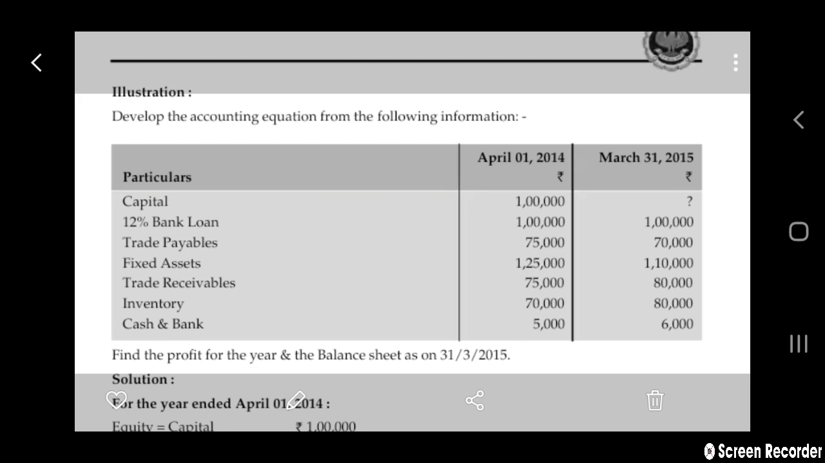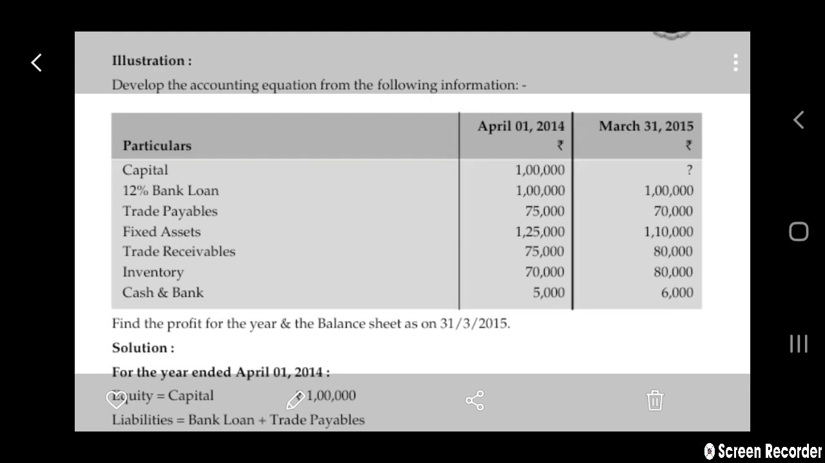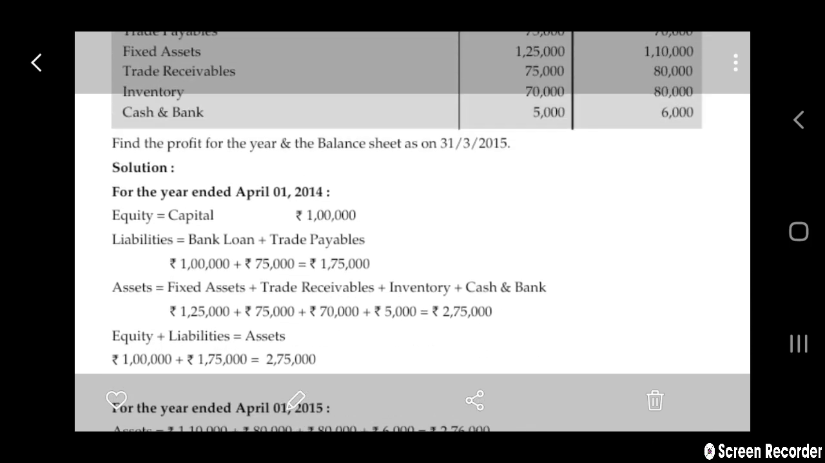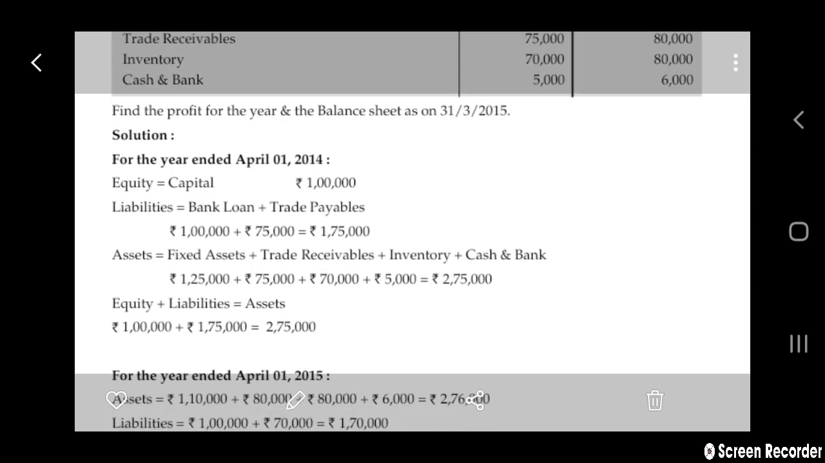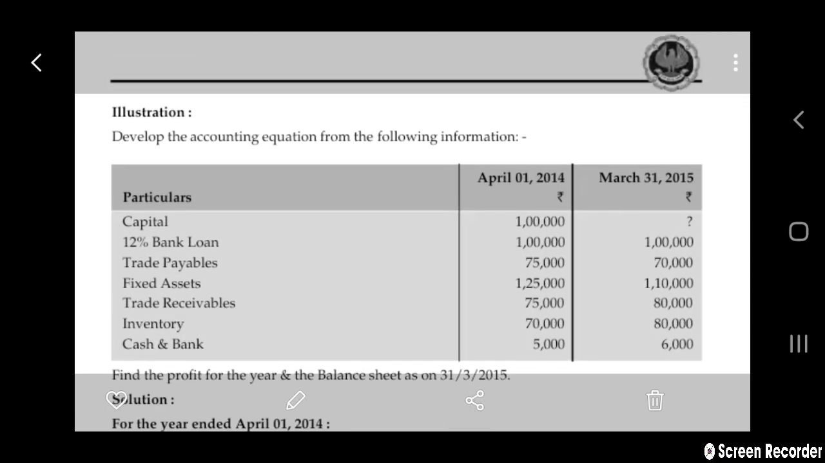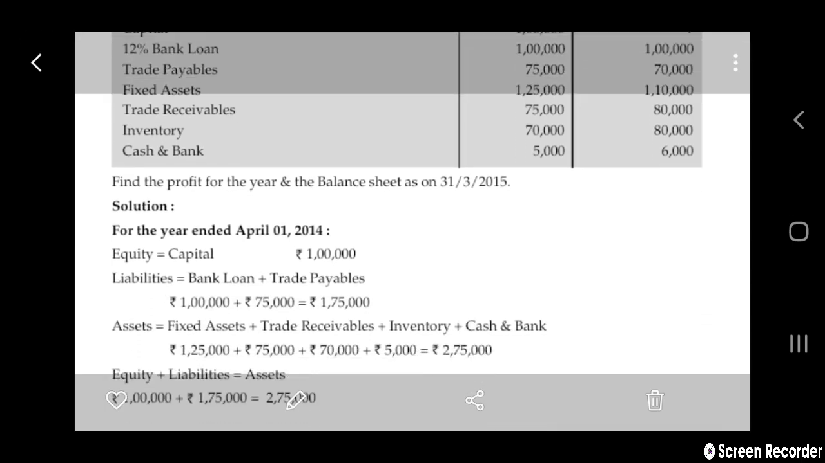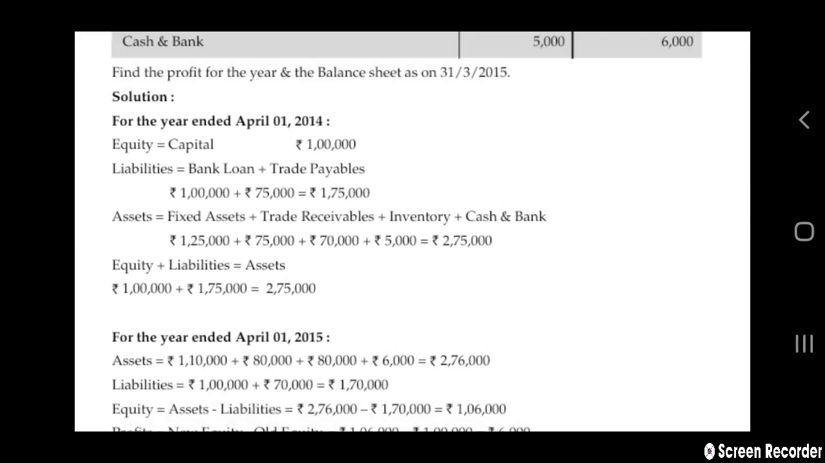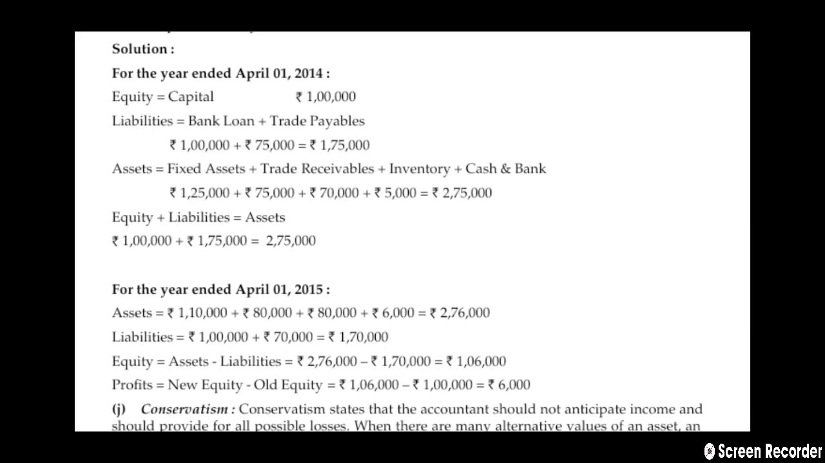Inventory is 70,000 in 2014 and 80,000 in 2015, and cash and bank is 5,000 in 2014 and 6,000 in 2015. So we have to find the profit of the year and, by this, balance the sheet on 31st March 2015. Now for the answer to this, equity is equal to capital, that is, capital is 1 lakh. You keep that aside.